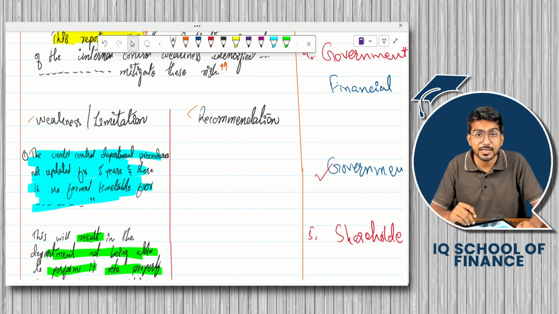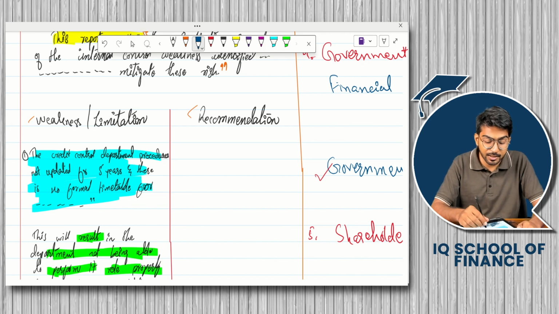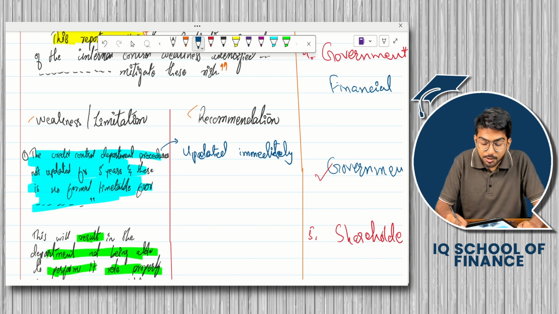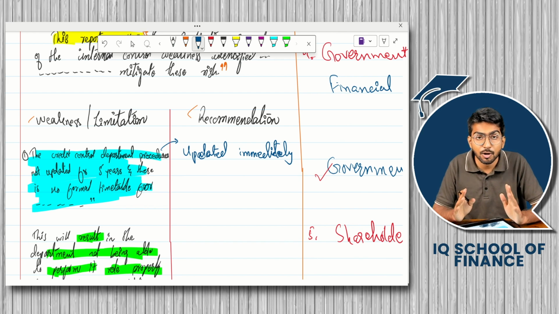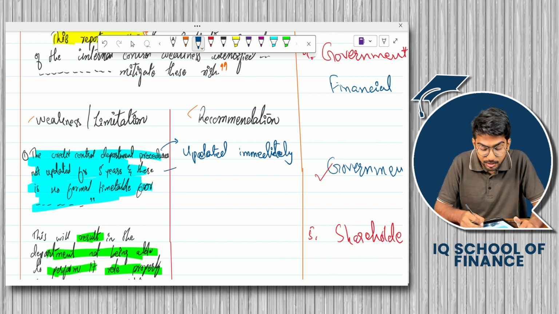The recommendation is that, simply, these policies and procedures should be updated immediately. Number two, the formal policies, procedures, roles, and responsibilities, and the timetable for each thing should be documented. Right. So I am drafting this.